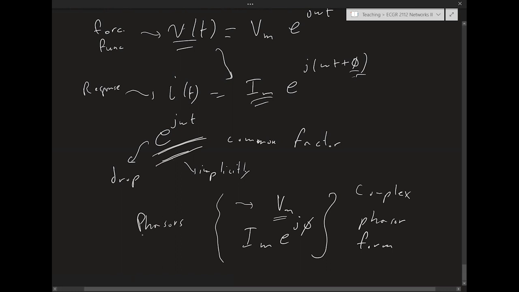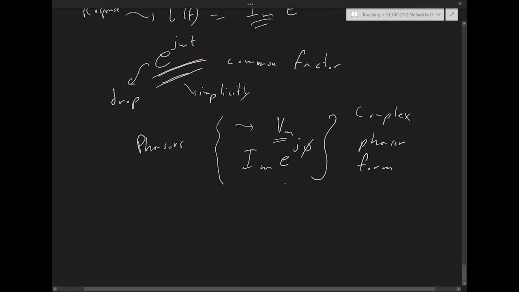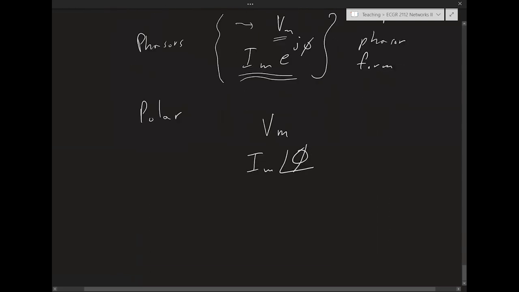So those are phasors. And we can use the exponential form to represent phasors. That's what phasors are, by the way. They are complex numbers representing responses or forcing functions that are sinusoids. And we can either represent them in exponential form, like I've done here, or more commonly in circuits and power systems, in polar form. So another way of representing those phasors is as follows: Vm and Im angle φ. So those are also the phasor representations.